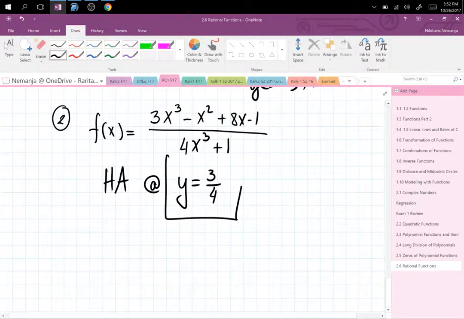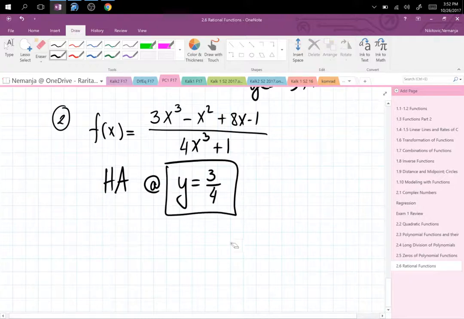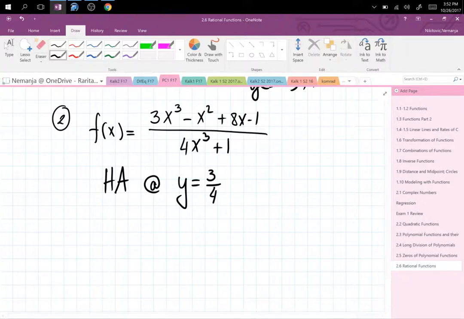A horizontal line is y equals a number. So note that I say horizontal asymptote at, and then I write the equation y equals 3/4. This is where you get points. If you write HA equals 3/4, you missed it. Same goes for VA and SA.